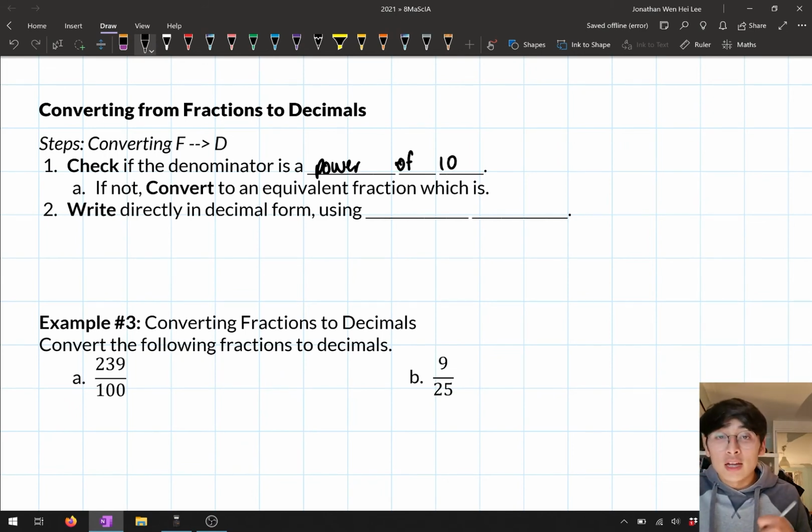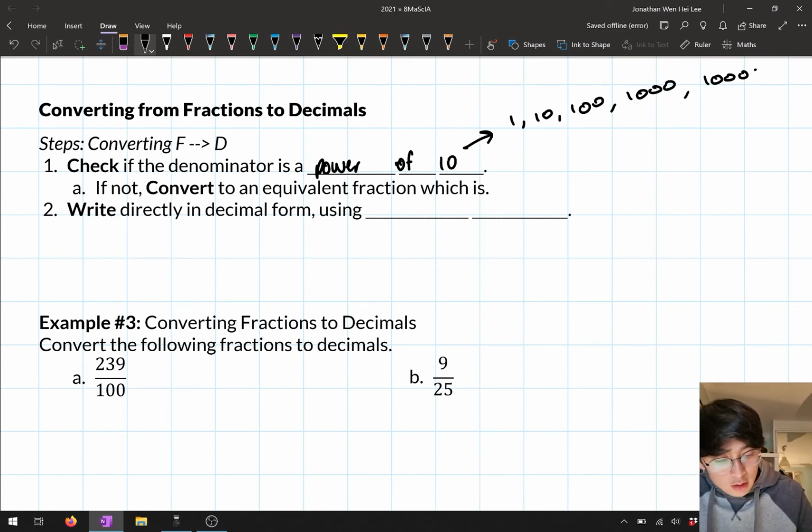So if your denominator is a power of 10, what that means is, like I said before, does it have a 1 and 0s behind it? If it's only 1 and 0s behind it, then that is a power of 10. So 1, 10, 100, 1,000, 10,000, and so on. Those are powers of 10. Okay. If not, we want to convert to an equivalent fraction, which is, what we want to do is convert our fraction to an equivalent fraction which has a denominator which is a power of 10. And we've gone through how to convert to equivalent fractions earlier in this topic. Then what we want to do is write it directly in decimal form using our place value.